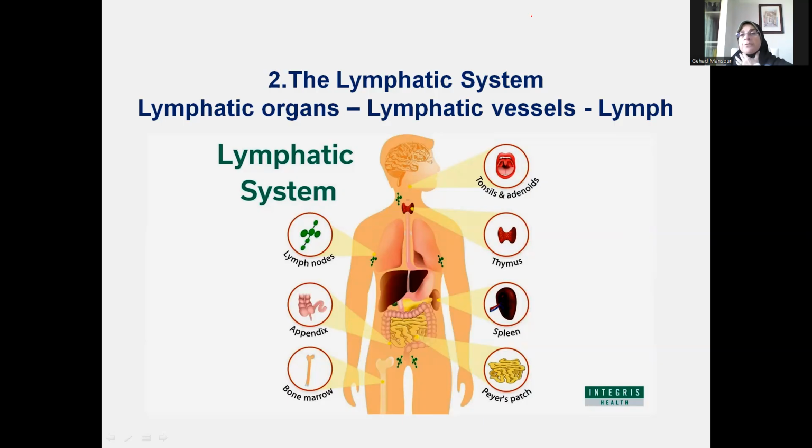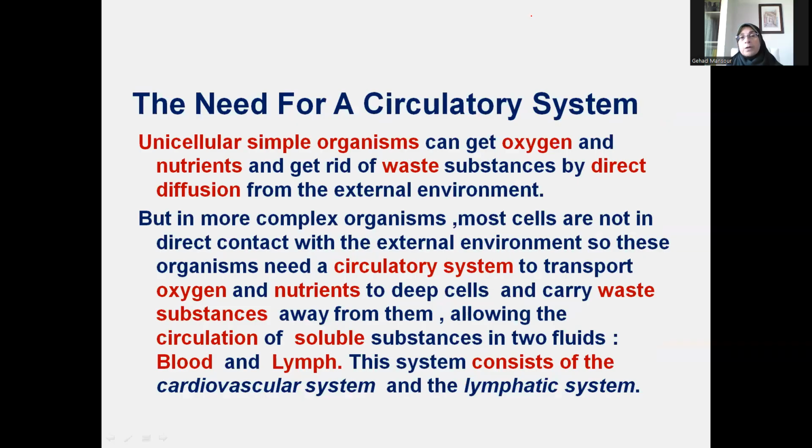In addition to the lymph nodes, here you have the tonsils, and in the nose you have the adenoids, and then in the neck you have the thymus, and then in the abdomen you have the spleen, and in the small intestine, in the abdomen again, and in the appendix you have Peyer's patches, and then you have the lymphatic tissue that is present in the bone marrow.